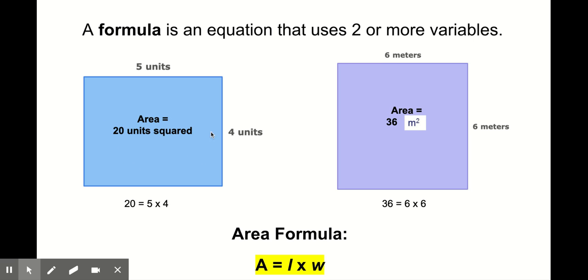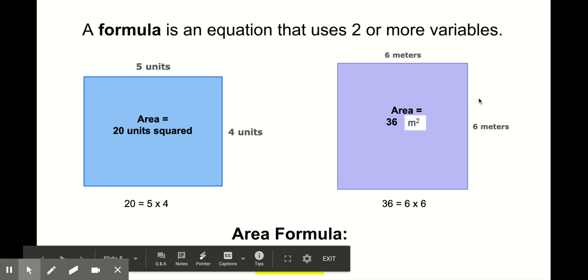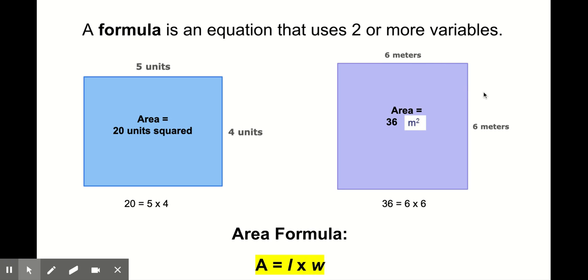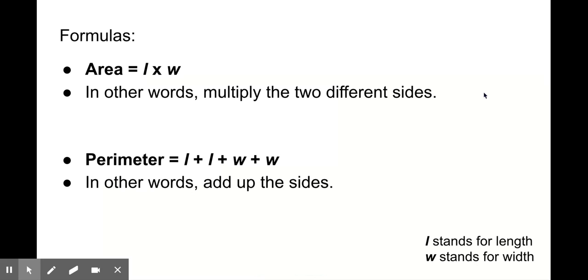The area is the space that is covered inside a shape. Inside this purple square is 36 meters squared because we have the lengths 6 times 6. Those are the side lengths. In general, there is a formula for area, which is to multiply the length times the width. So A is equal to L for length times W for width. In other words, we're just multiplying the 2 different sides.